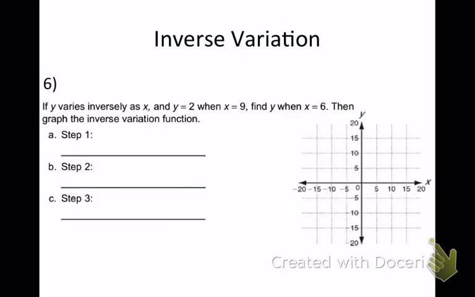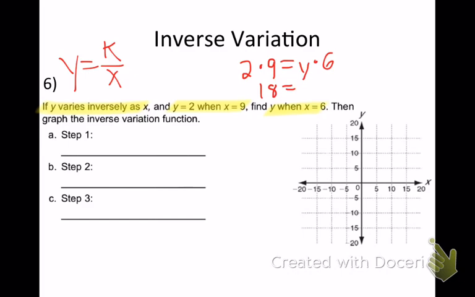Number 6. If y varies inversely as x, so that means y equals k over x, varies inversely. And y equals 2 when x equals 9, find y when x equals 6. If I were to set that up and solve, I would say 2 times 9 equals y times 6. So what's 2 times 9? 18. So I get 18 equals 6y. So what's y going to equal? 3. So y would equal 3 there.